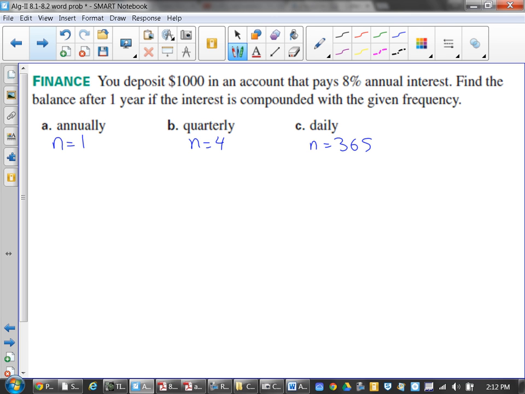Now, just by thinking about it numerically, what do you think your best bet would be? What would you want your money to be invested at? Daily. Why? Because you get 8% of it every single day. That'd be a lot of money. Well, remember, okay, I'll show you how this works. No, you want it quarterly.